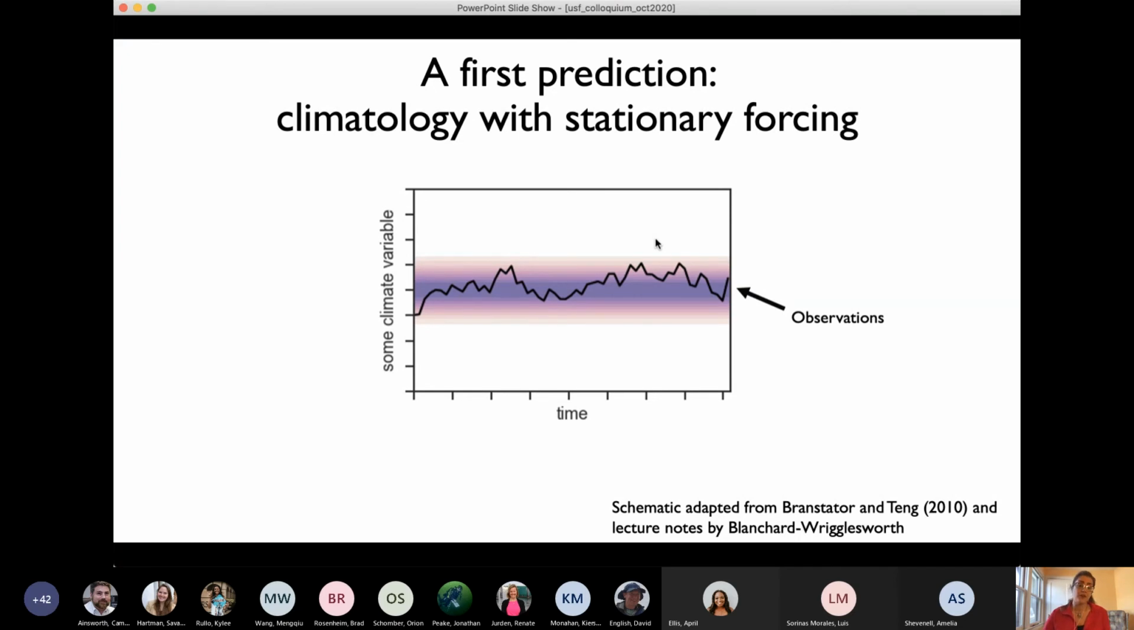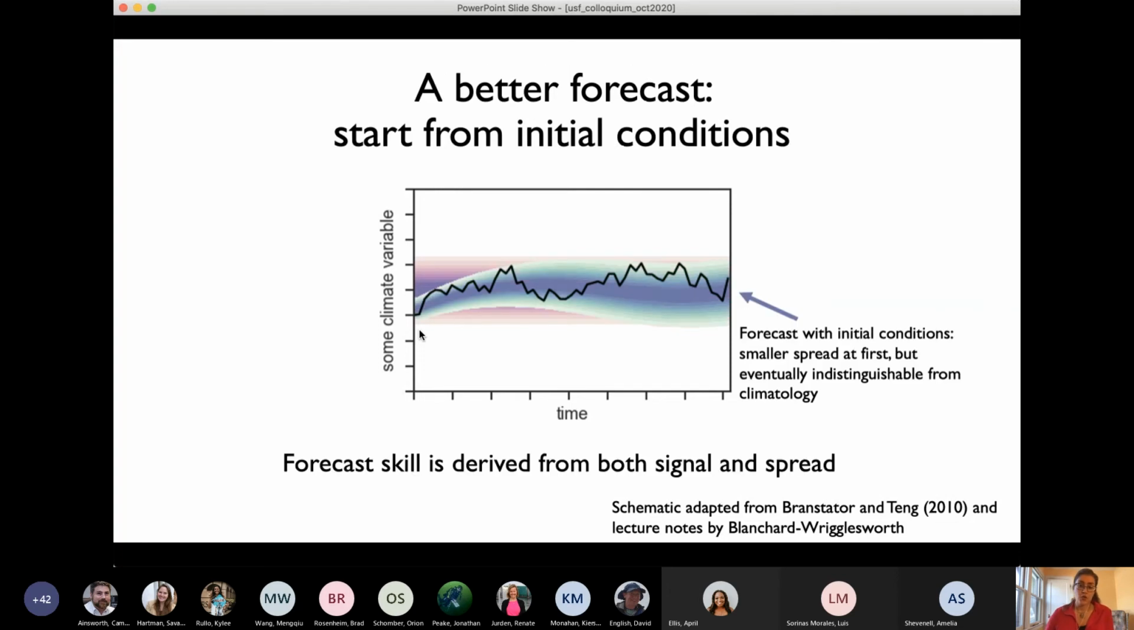If, however, you knew something about the initial conditions of your forecast, you could have made a better forecast by initializing from that first point.